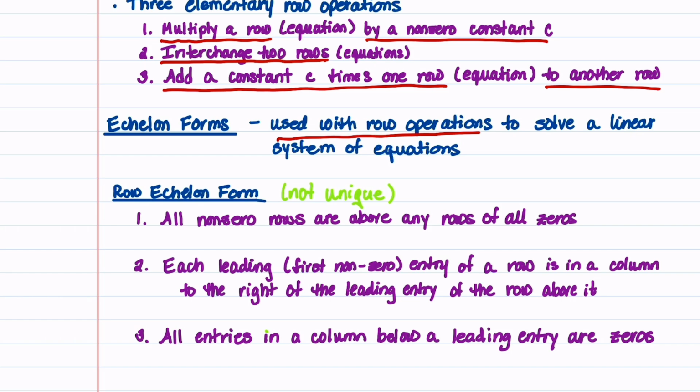There are 3 requirements for a matrix to be in row echelon form. And we'll often use the term echelon form instead of row echelon form. The first requirement is that all non-zero rows are above any rows of all zeros. So the easiest way to remember this is to remember that this means that you have the 0 rows at the bottom.